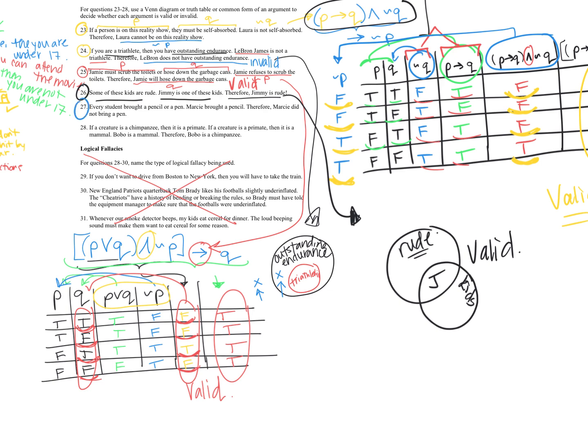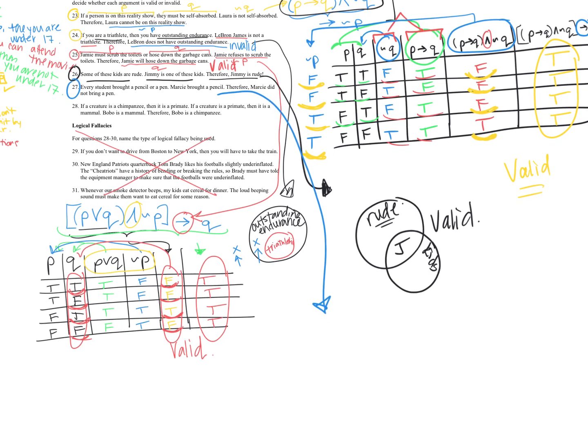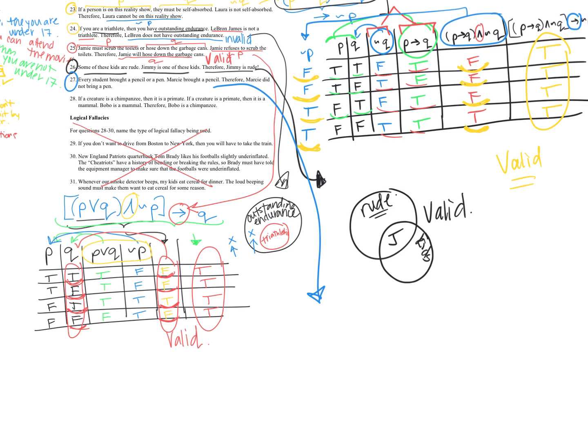For question number 27, let's just do this. We can make this our last one here. It says every student brought a pencil or pen. So we have the pencils, and we have people that brought pens. It doesn't say that they didn't have both, so we're going to put them kind of overlapping for a minute.